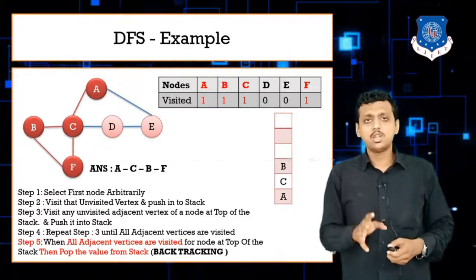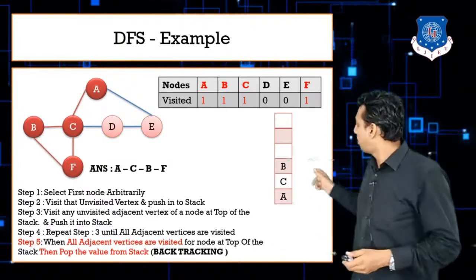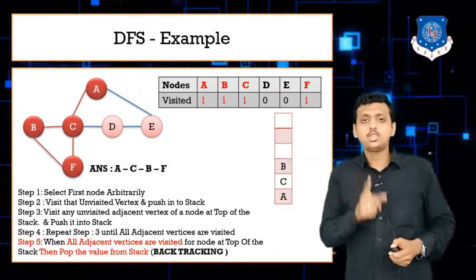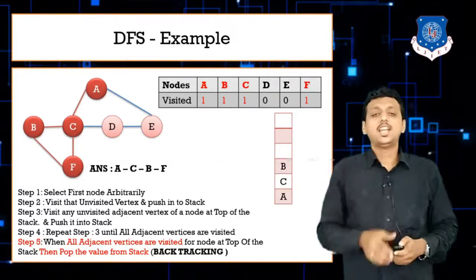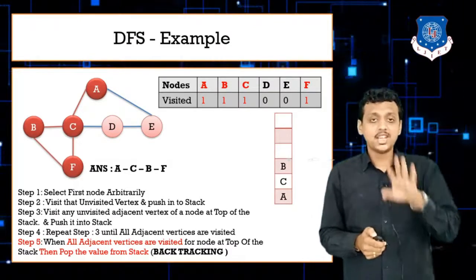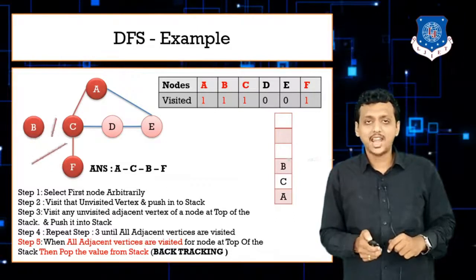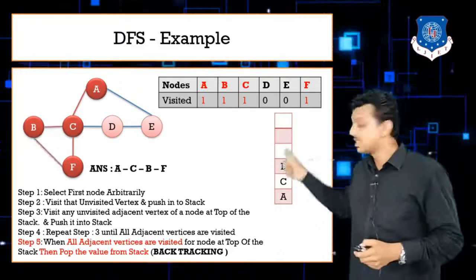So right now, students, I am at B. My top pointer is at B, so I need to check how many nodes are still unvisited for B. How many adjacent nodes are unvisited for B? See, the adjacent lines for B are C and F.